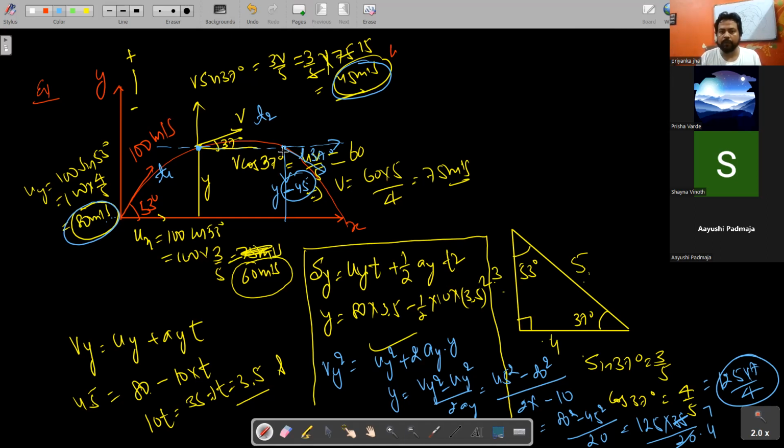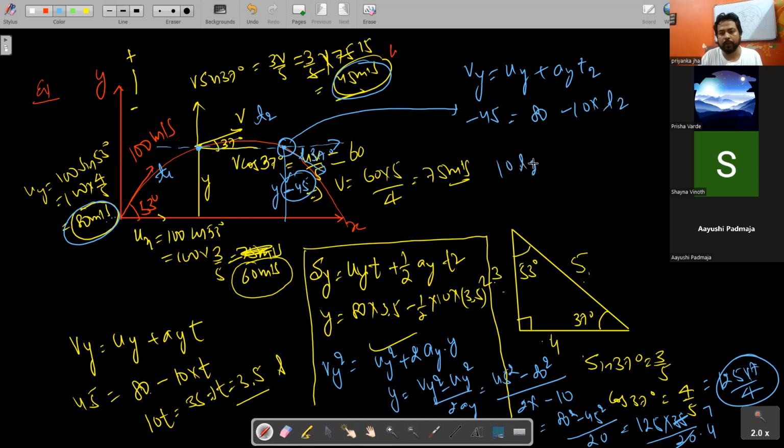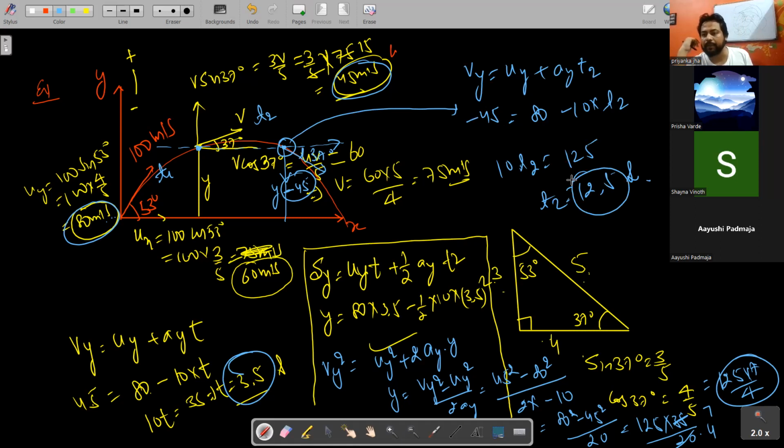Yes, sir. So for this point, you can apply this formula: vy equals uy plus ay into t2. So at this point, speed was plus 45. But for this point, speed would be how much? Minus 45. And uy will be same, 80. This is minus 10 into t2. See, 10 t2, this will come here, 125. So t2 would be 12.5 seconds. So at 3.5 seconds and at 12.5 seconds, at two different times, the ball will come at the same level.